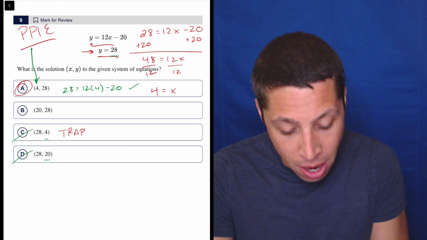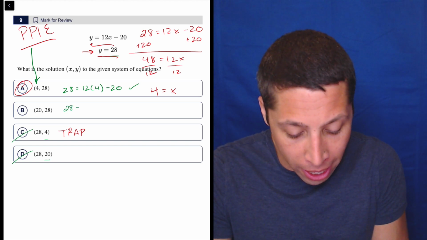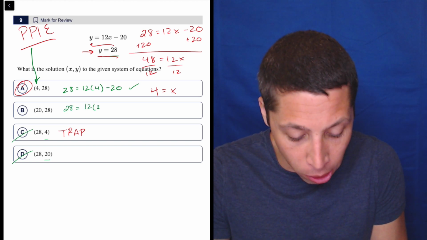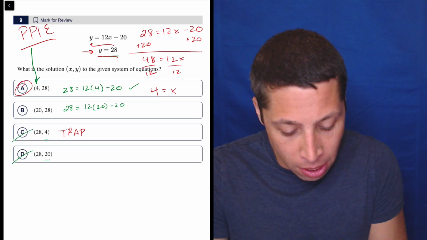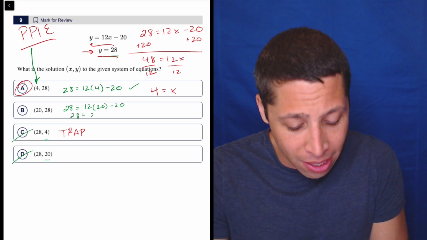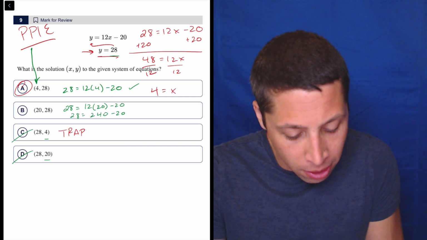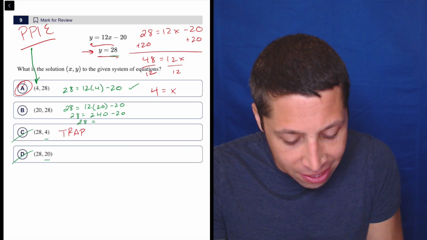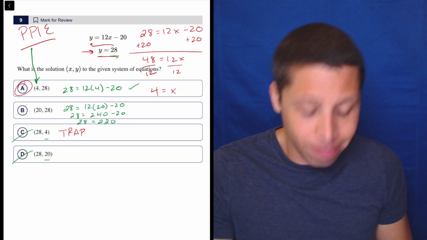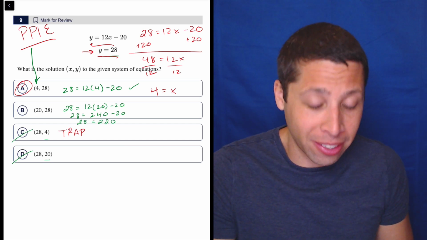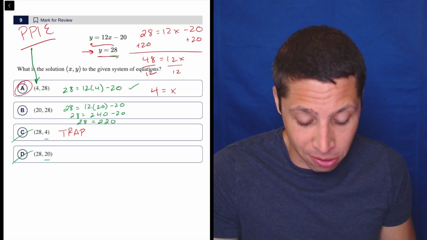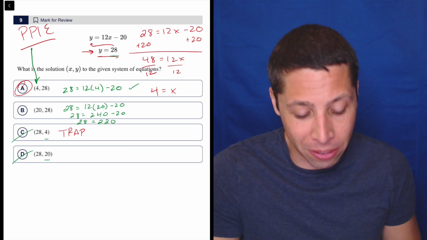So that checks out. Whereas just to show you what happens if it doesn't go right, this would be 28 is equal to 12 times 20 minus 20. Well, 12 times 20 is 240. So what we have here is 28 is equal to 220. Way off, right? We're getting basically a sentence that doesn't make any sense. 28 is not equal to 220. Those are totally different numbers.